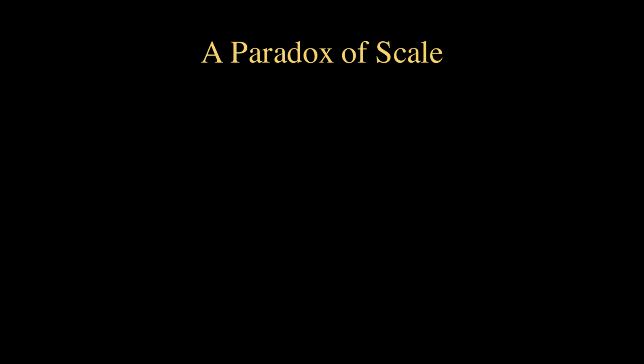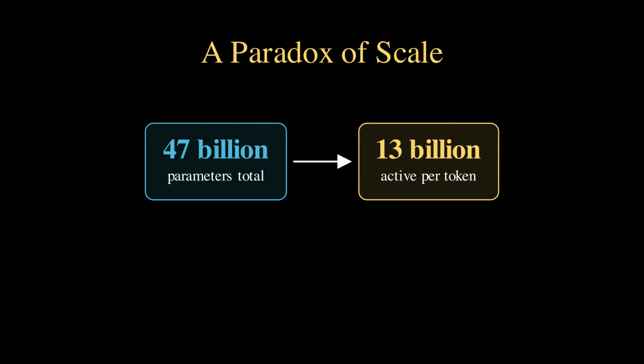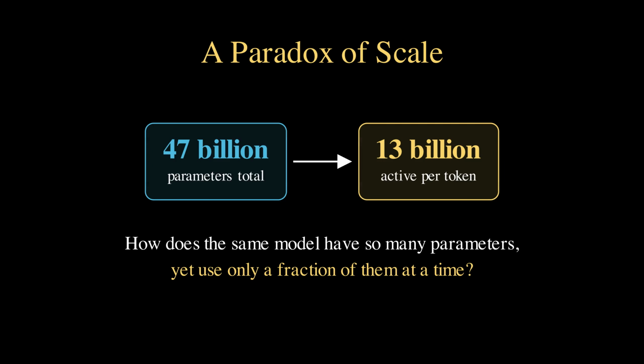There's a popular open source language model called Mixtral, and on paper it has 47 billion parameters. But every time it generates a single word, it only uses about 13 billion of them. The other 34 billion just sit there doing nothing. And this isn't a bug, it's the whole point. So how does the same model have so many parameters, yet use only a fraction of them at a time?